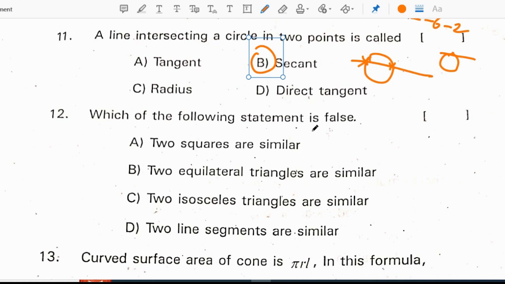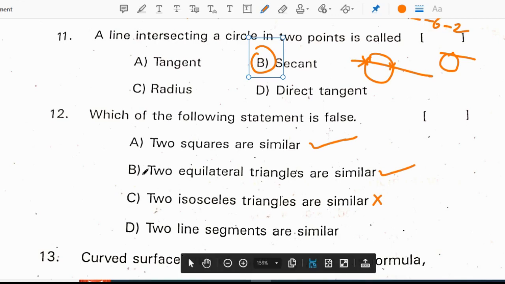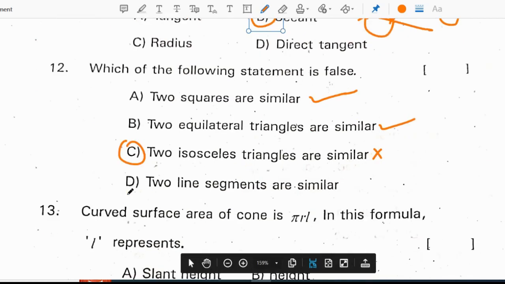Two squares are similar. This is a true statement. Two equilateral triangles are also similar. This is also true. Two isosceles triangles are similar. This is false. Two line segments are similar. Correct option for 12th question is C.